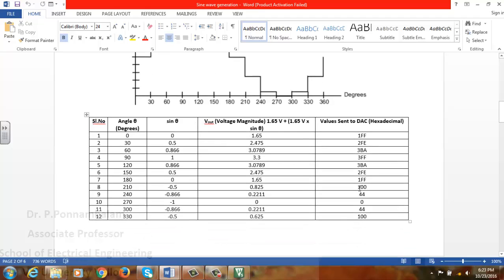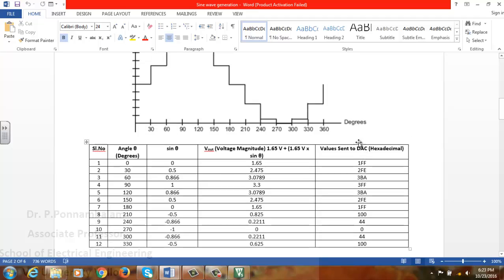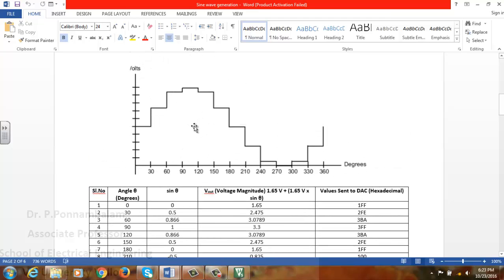Let us see how this 1FF is obtained. This DAC is a 10-bit DAC. In a 10-bit DAC, the maximum value is 3FF. So half of 3FF is 1FF. So directly we can put the value for 0 degree as 1FF. 1FF is half of 3FF, and 3FF will be equivalent to 3.3 volt.